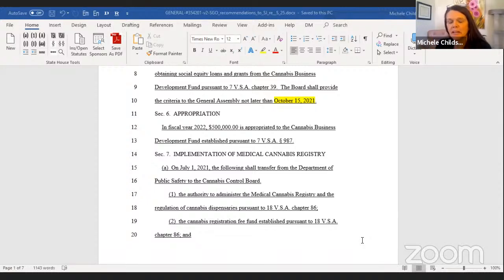GovOps heard testimony and decided to propose moving the program over earlier. And it would move not only the program, but also the fee fund, because right now the medical program is completely self-sustaining. It doesn't receive any appropriations. It's just run by the registration fees. And so they would move that money over with it.